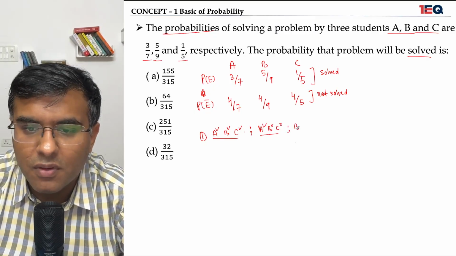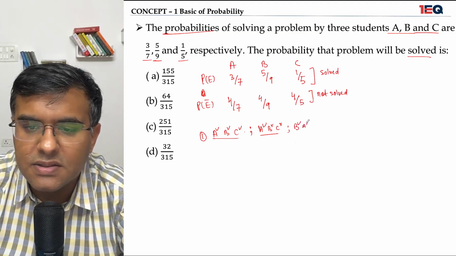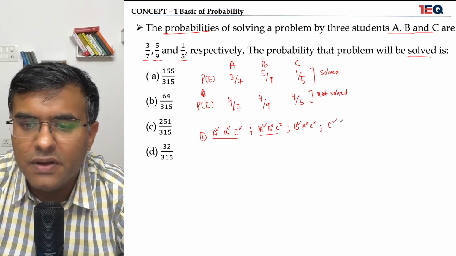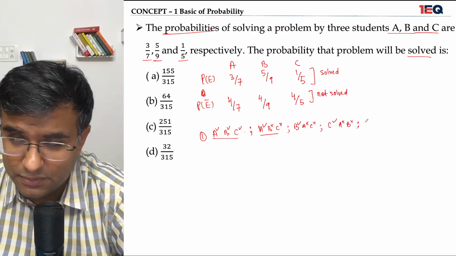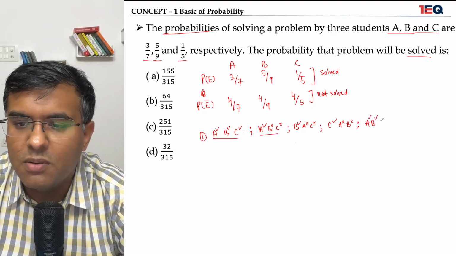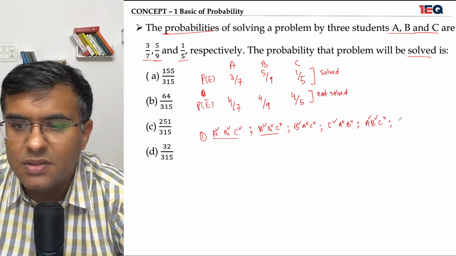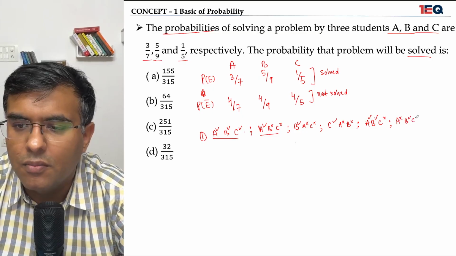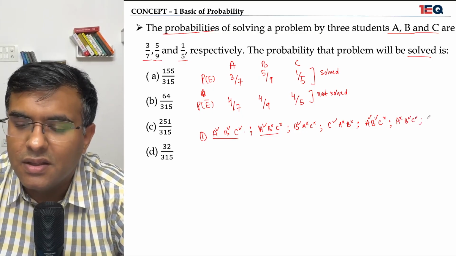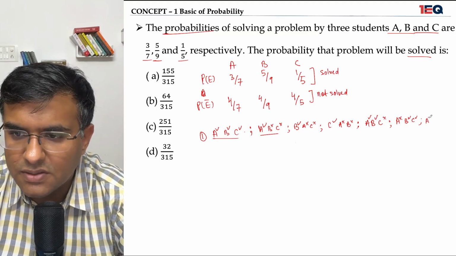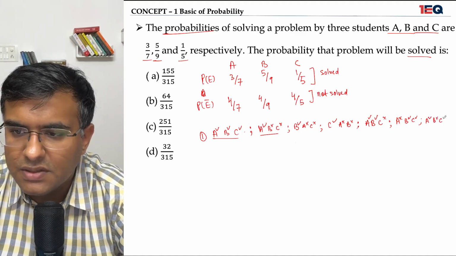Similarly, if B solves it and A doesn't solve it and C doesn't solve it, again a favorable outcome for me. For C solving it, A not solving it, and B not solving it. Similarly, if A and B are solving the problem and C is not solving the problem. Similarly, A is not solving it, B and C are solving it. Similarly, A is solving it, B is not, and C is solving it.